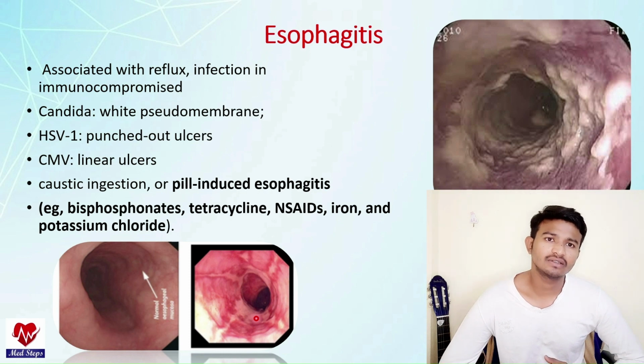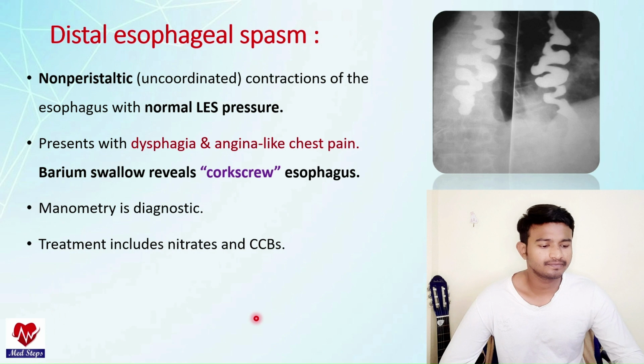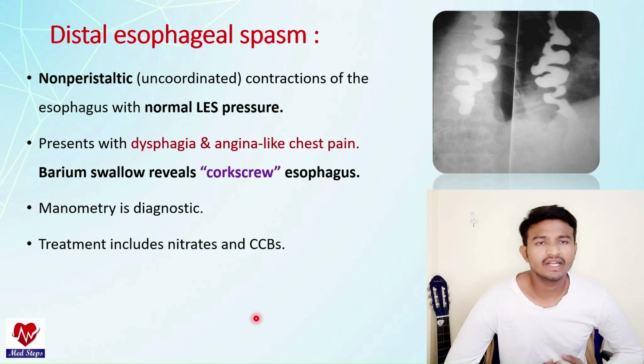Next we are seeing distal esophageal spasm. In distal esophageal spasm, there are uncoordinated contractions. Because of uncoordinated contractions, we can't see peristalsis movement. Because of that, the esophagus will contract very much. This patient will come to hospital with dysphagia and angina-like pain. Angina-like means like a heart attack type. He will feel pain, right?